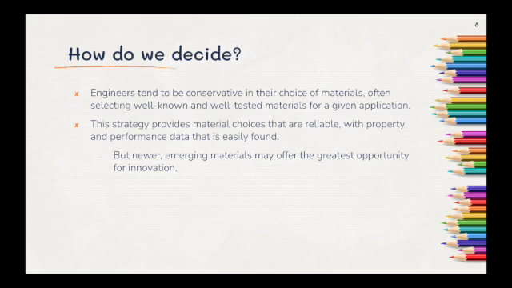Engineers tend to be conservative in their choice of materials, often selecting well-known and well-tested materials for a given application. This strategy provides material choices that are reliable, with property and performance data that is easily found. But newer, emerging materials may offer the greatest opportunity for innovation.